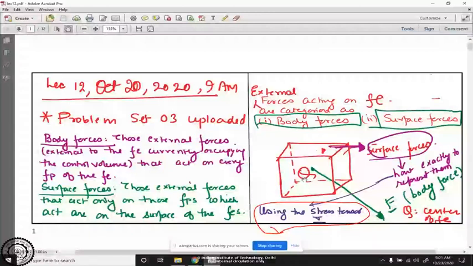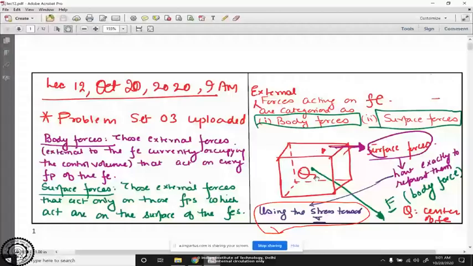So last class I was saying that to be able to draw the free body diagram of that fluid element which is currently occupying the control volume of our interest, we need to identify all forces. In fluid mechanics, we classify all those forces which are acting on this fluid element. What I've shown here on the right hand side, we classify the forces under two headings. One is body force, the other is surface force.